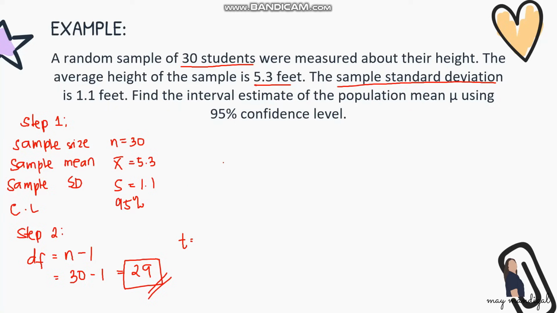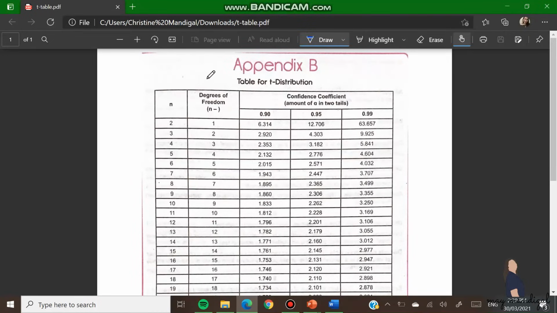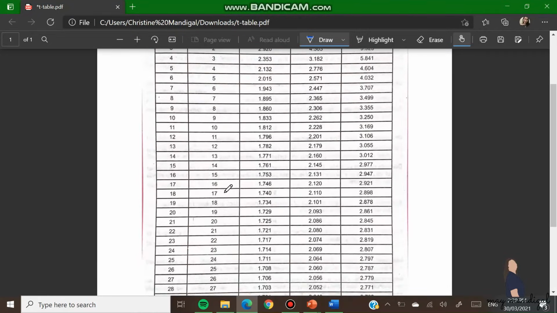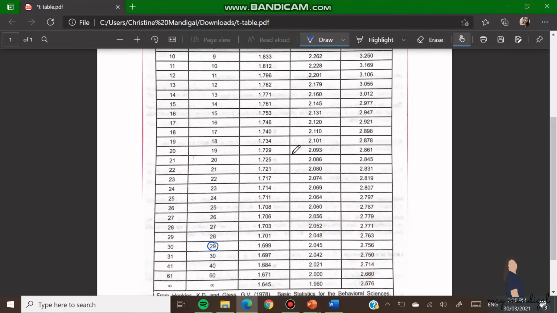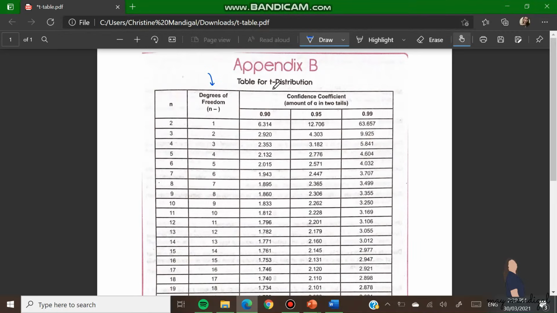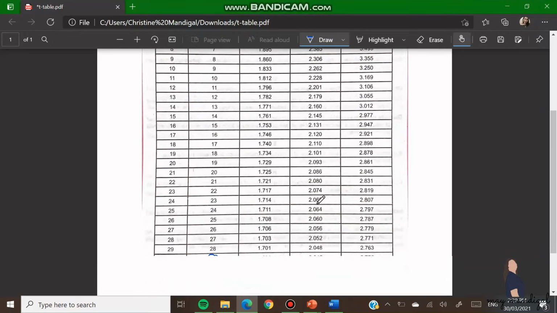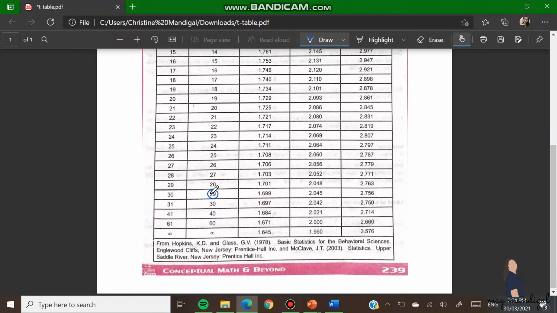So now let's go to the table. So here in the table, you have to look at the degrees of freedom. So this one is the degrees of freedom. And then you just have to identify where is 29, because that is our degrees of freedom as we solved. So here is 29. And then here you have the confidence coefficients, and based on our problem, it's a 95% confidence level. So we will be choosing this one, 0.95. And then you just have to identify where the two intersect. So we are looking at the middle one, this one right here, 29.